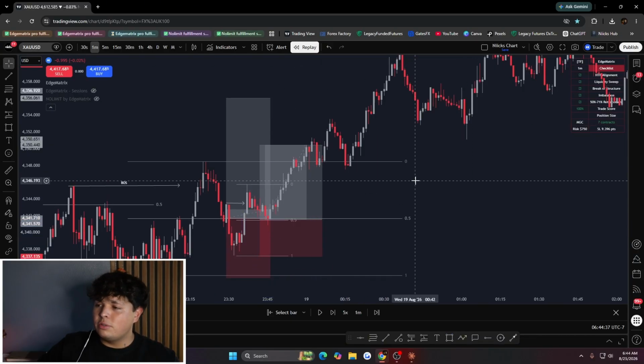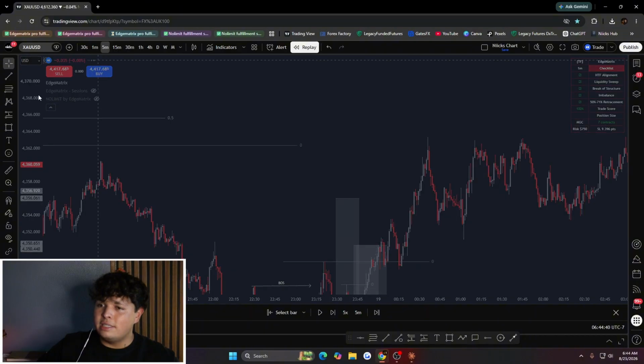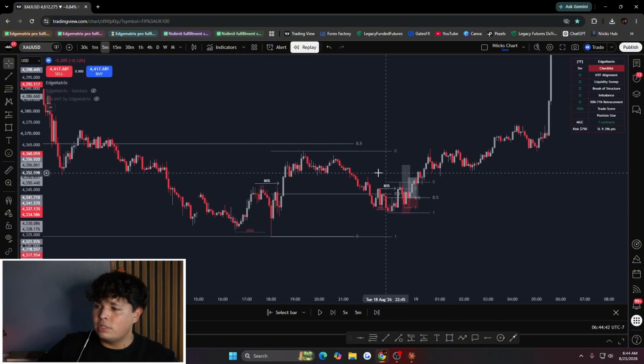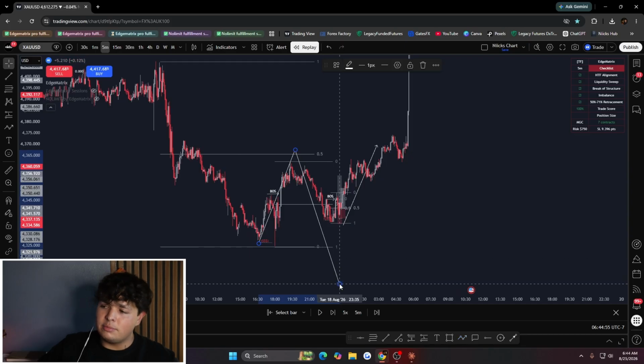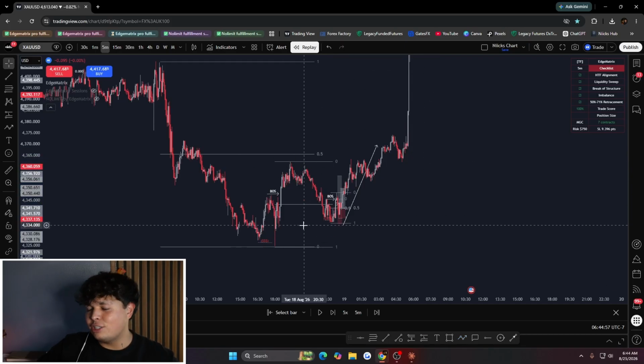So any type of entry model here would have worked in the idea that price was bullish in the internal structure, and that gave us enough confidence to target the higher time frame structure, even though we were bearish. A lot of people don't like buying in bearish markets, but here's the thing they don't remember: price will pull back. And then yeah, sometimes it will continue bearish, but if we can just catch the pullback, that's all we need.